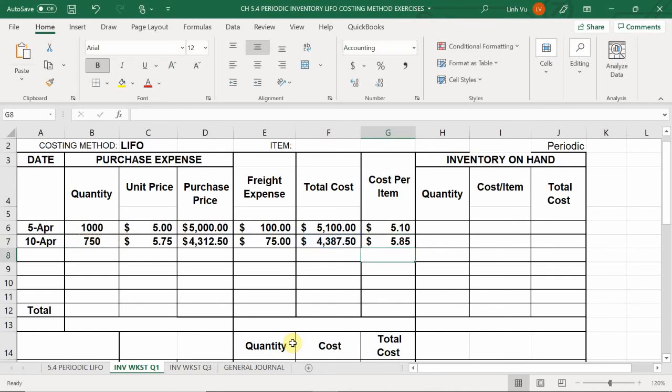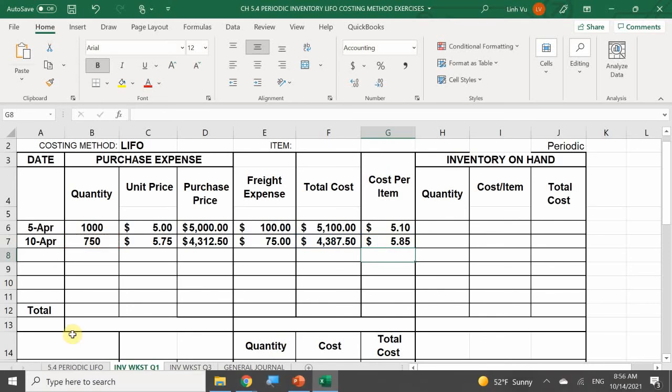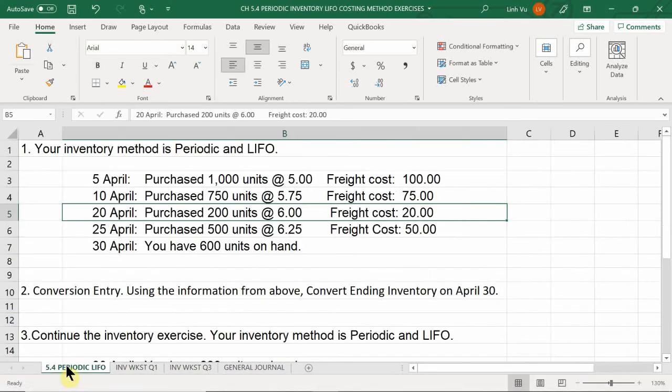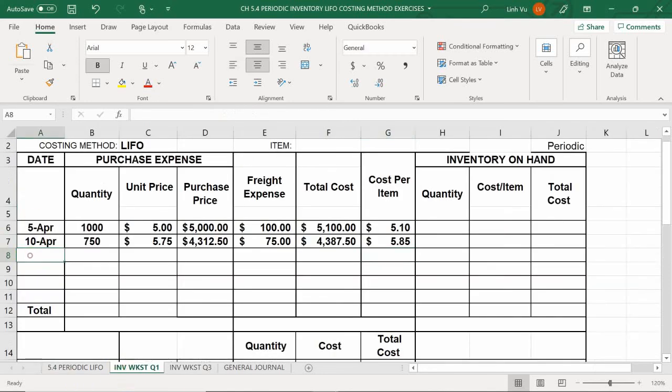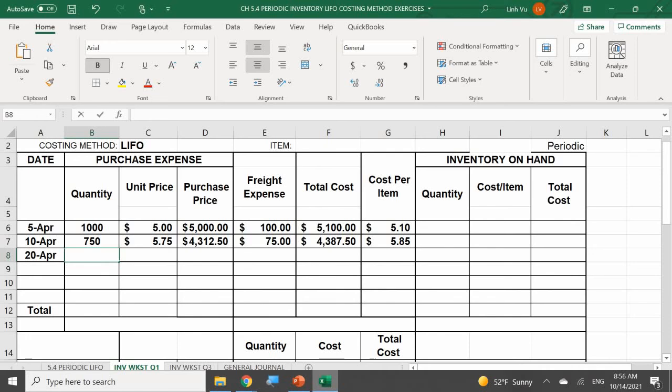$5.85. Okay. So then on April 20th, we end up purchasing an additional 200 units at $6 each with a freight of 20. We purchased 200 units at $6 with a freight costing $20.